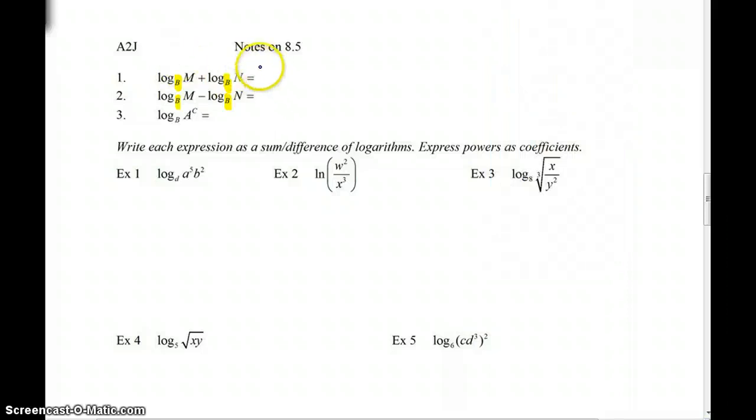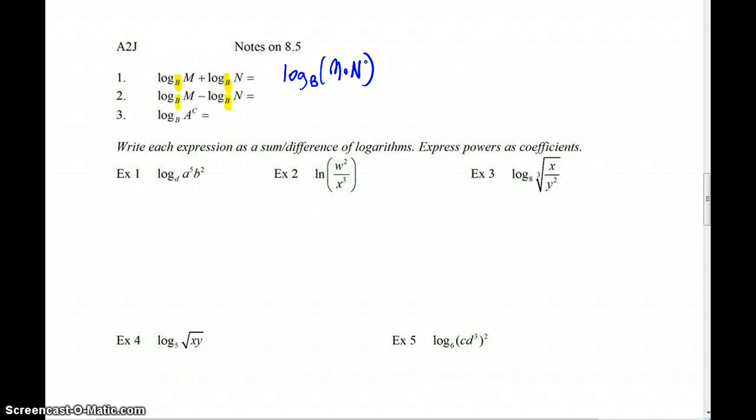If we have two logarithms that are added together with the same base, log base b of m plus log base b of n, this would become log base b of m times n. In other words, if we're adding two logarithms with the same base, we may combine them into one logarithm by multiplying their inside parts. The inside parts, by the way, we can call arguments.